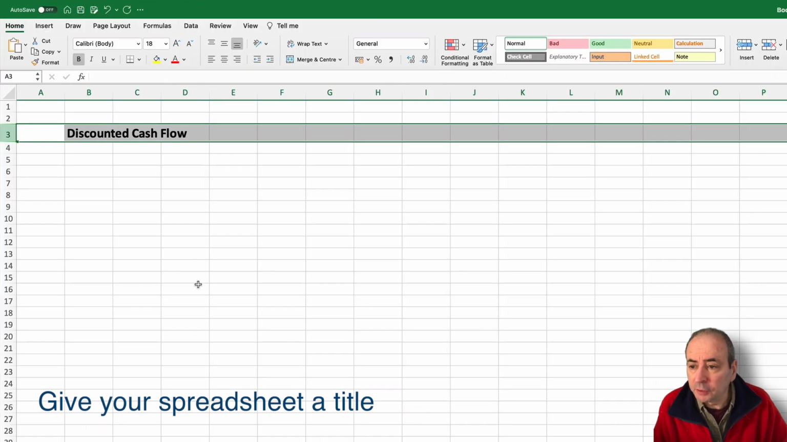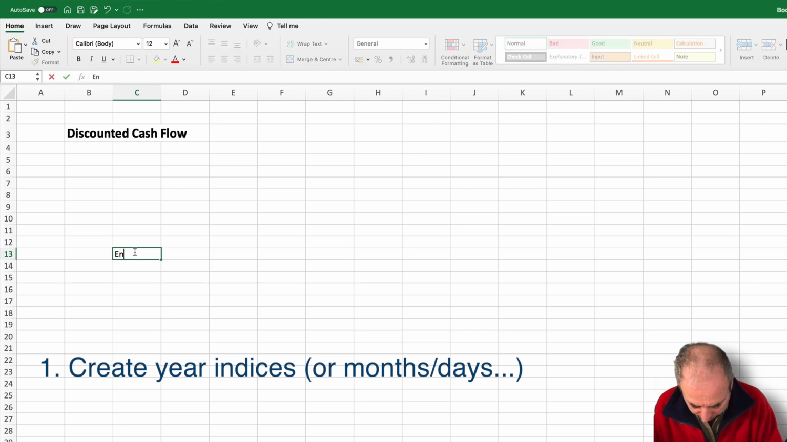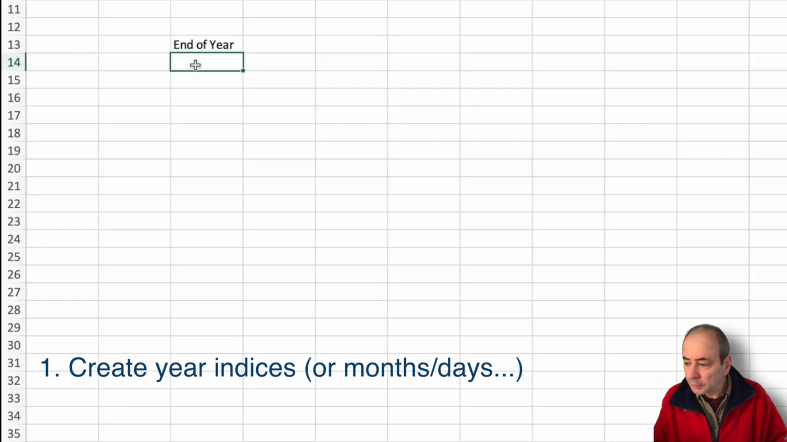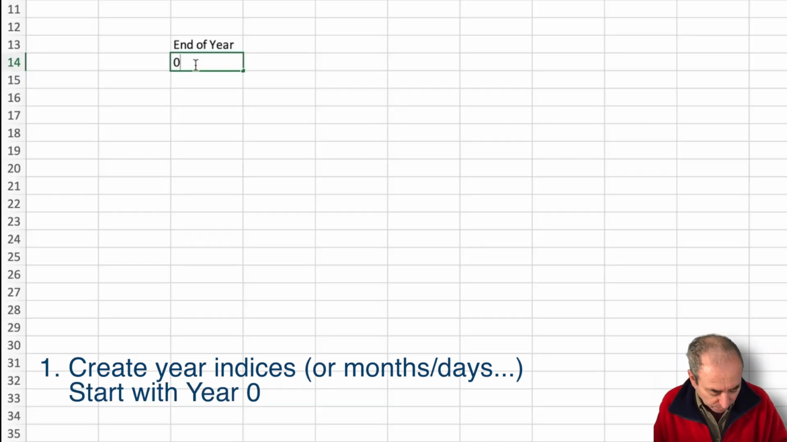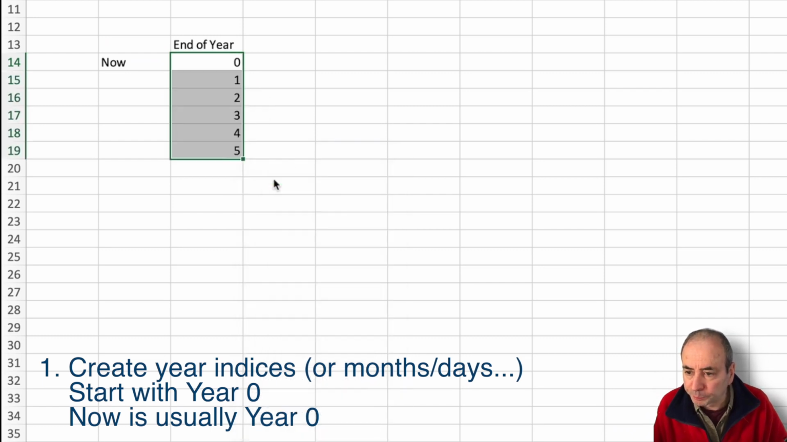The first thing to do in creating a discounted cash flow is tell ourselves about the years. So let's start by putting a header there for the end of year. If I give myself enough rows at the top there. So the end of year 0, that, by the way, is now. And then we're going to put 5 more years into our cash flow. That'll be enough to illustrate everything we need.